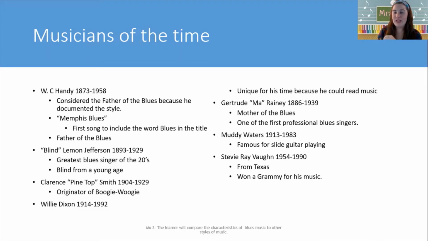We get Ma Rainey, who's considered the mother of the blues and one of the first professional blues singers. We get Muddy Waters, who's famous for his guitar playing and his guitar riffs. And Stevie Ray Vaughan, later in the 1950s, he's from Texas, and he won a Grammy for his music.